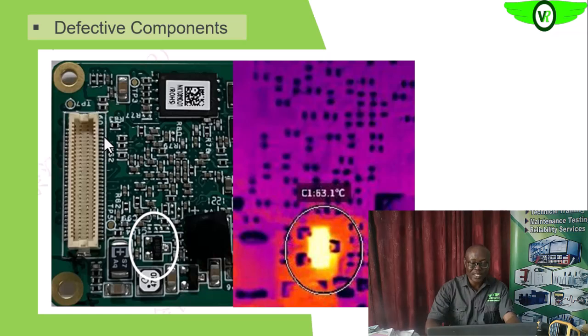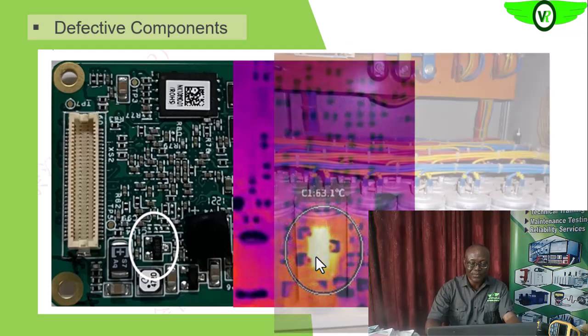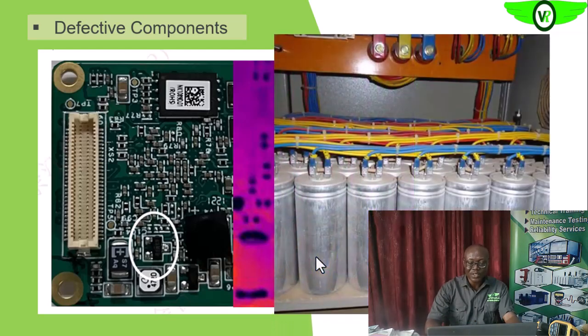Then on PCBs, when there are defective components, during operations you also see extensive heat energy coming out from that defective component. We can also look at capacitor banks.